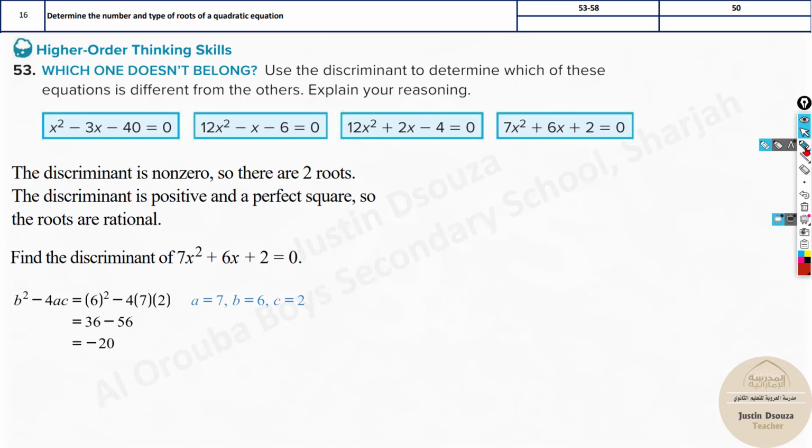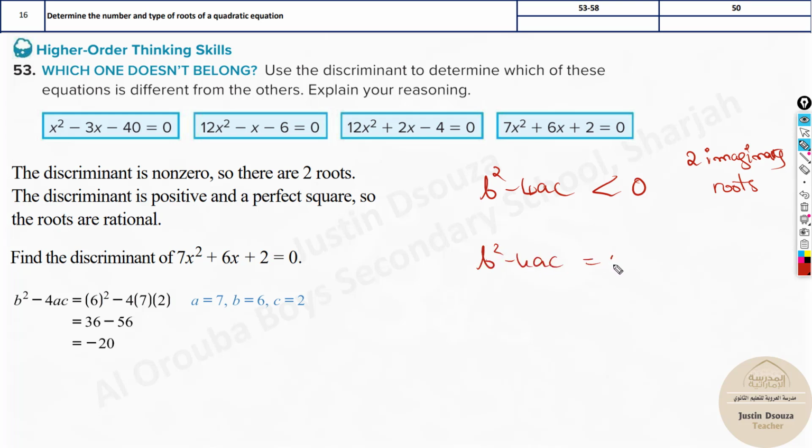This means there are certain rules. Now I will tell you about the discriminant. When the discriminant, that is b squared minus 4ac, is less than 0, you will have imaginary roots, two complex or imaginary roots. When b squared minus 4ac is equal to 0, you will have only one real root, which will be a rational number. And when b squared minus 4ac is greater than 0, you will have two real roots. These are the circumstances. You must remember this.